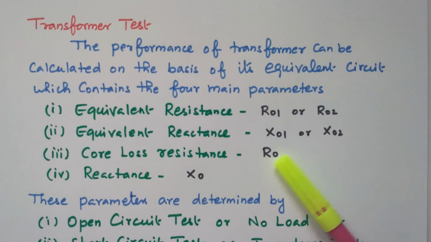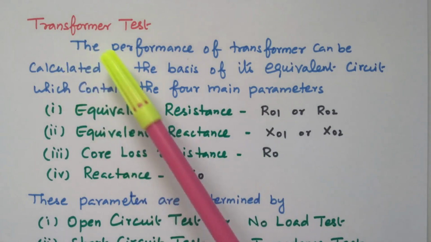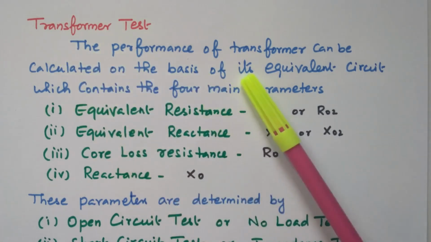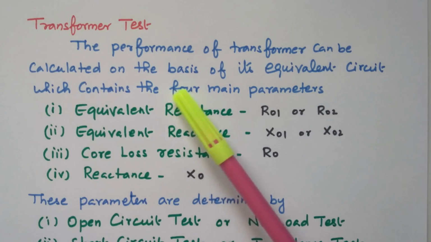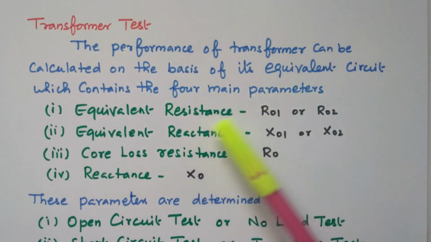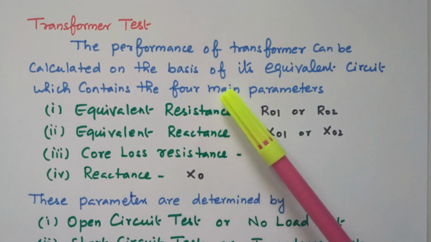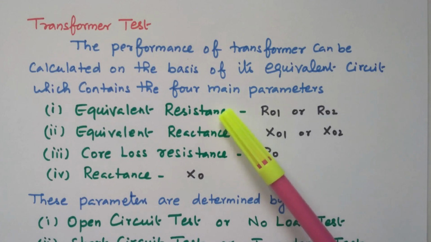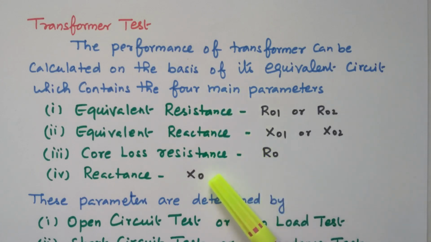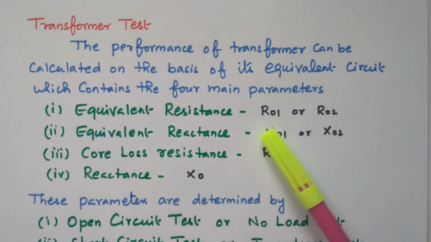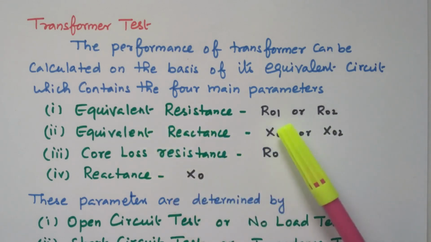Now we will go to the topic. Transformer test. The performance of a transformer can be calculated on the basis of the equivalent circuit, which contains four main parameters. In order to draw the equivalent circuit, we need these four parameters for further analysis. One is equivalent resistance R01 or R02. R01 means referred to the primary side, R02 means the secondary side.